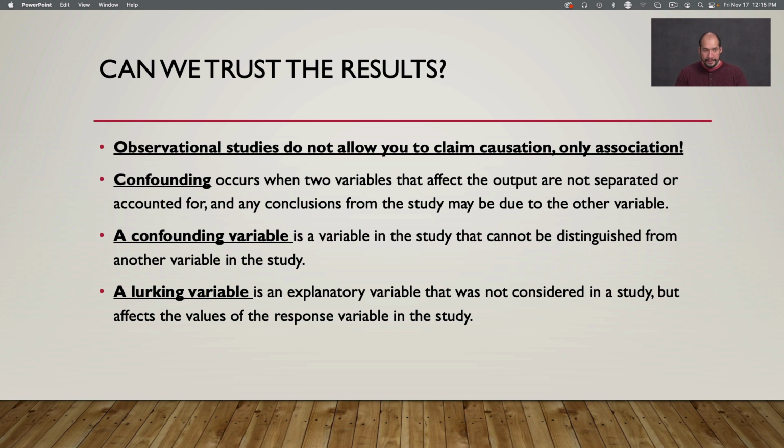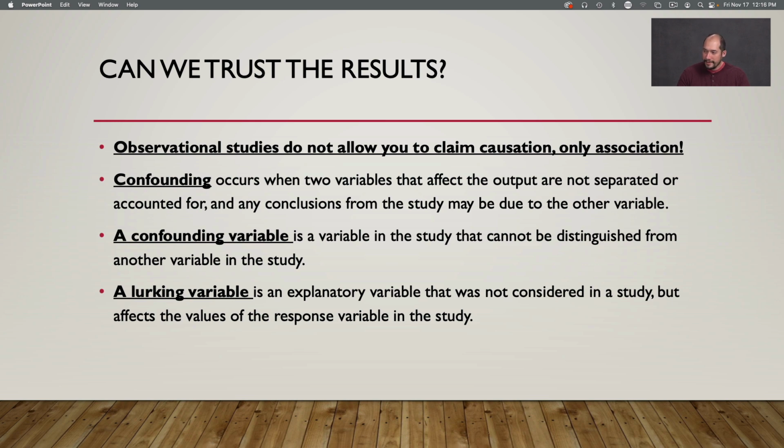So another important consideration in thinking about if we can trust the results is if there's any type of confounding. And this is an issue with observational studies. Observational studies do not allow you to claim causation, only association. And one argument for that is confounded by other variables or other input variables that could explain a difference. So confounding occurs when two variables that affect the output are not separated or accounted for, and any conclusions from the study may be due to the other variable.